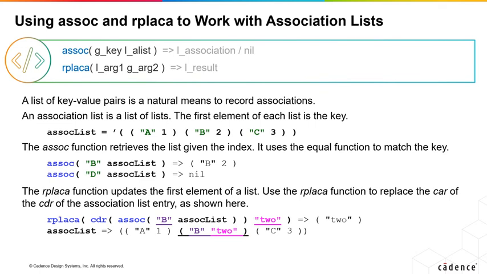So now if we look at assoc list, we see A 1, B 2, but instead of the number 2, it's been replaced with the string "2". And then finally, if we look at the last element, C 3, that's still the same. But the idea here is this original list was modified. It wasn't copied and then updated. It was actually modified as it is. This is typically called a destructive function. And there are several functions like this in SKILL that allow us to modify an existing list.